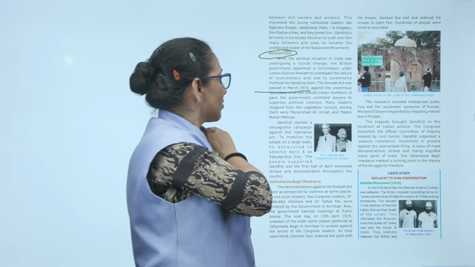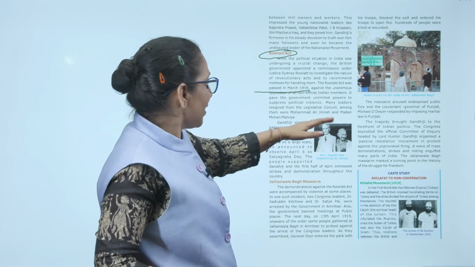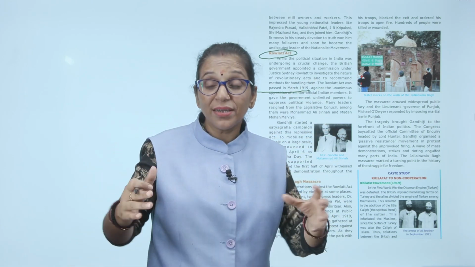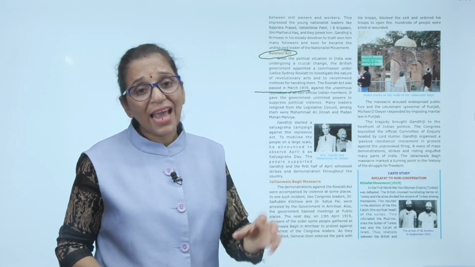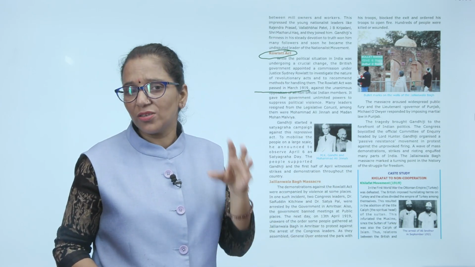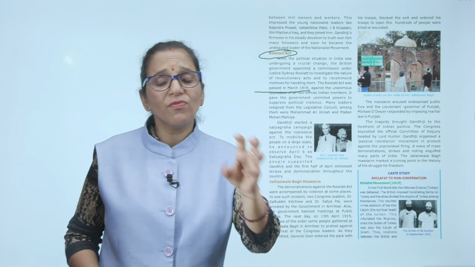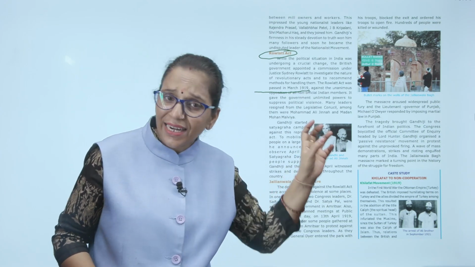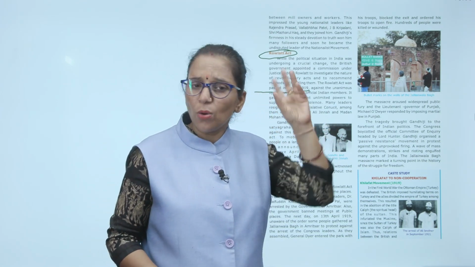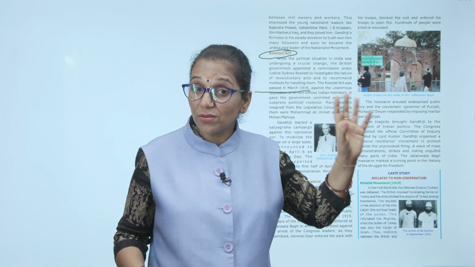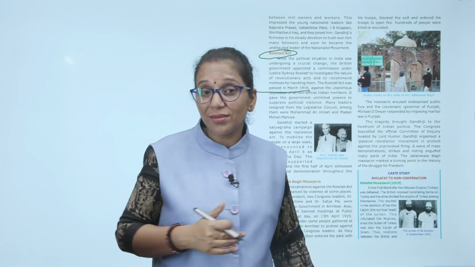The Rowlatt Act was passed, and it gave enormous power to the Britishers, because according to this act, the Britishers could arrest any political suspect without any trial for 2 years. That means the person would not be produced in front of a judge, but sent directly to the British jail, whomsoever they suspected, without any evidence. So this was the black law in Indian history.